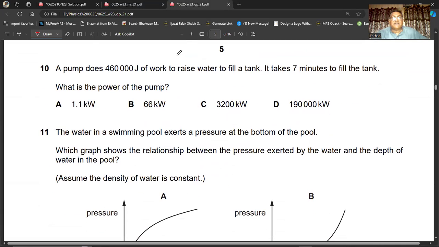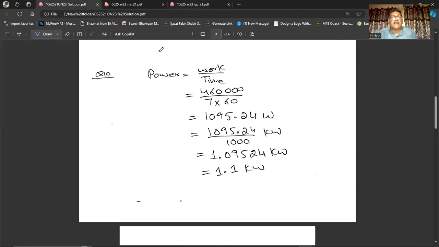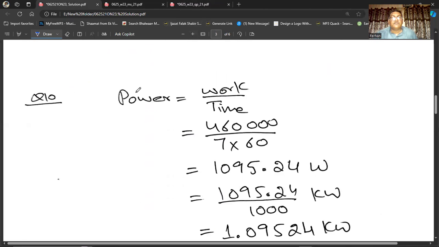Question number 10. A pump does 460,000 joule of work to raise the water to fill a tank. It takes 7 minutes to fill the tank. What is the power of that pump? And the answers are in kilowatt. So this is question number 10. And let me show you.